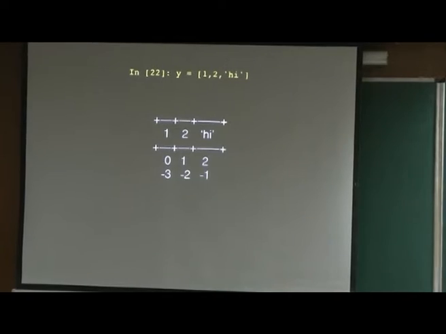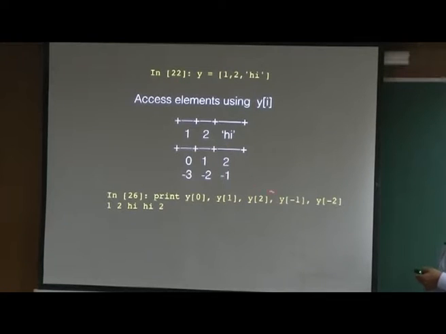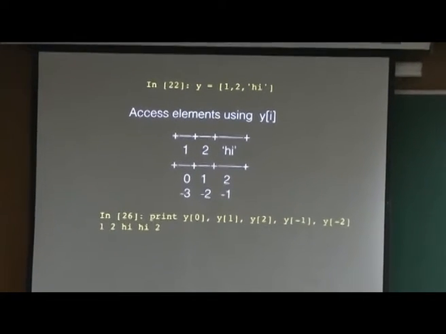So I can access it using y[i]. So these are what I printed. y[0] is 1, y[1] is 2, y[2] is "hi", and y[-1] is "hi" again. So this is an illustration, it works. Okay. So if the last element is y[-1], you do not need to know the size. It is very useful.